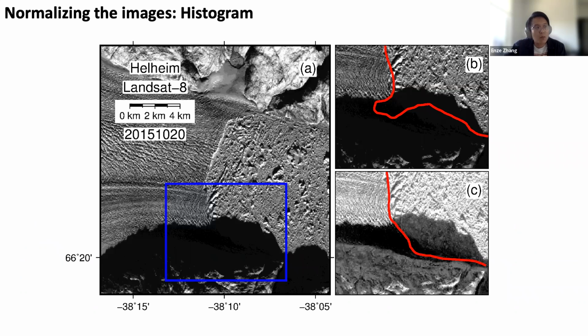And one more good thing about the histogram normalization is that it can increase the contrast and make the shadow area more clear. So look at this image, it suffers from the shadow. So over here, we can barely see where the terminus is. But after we conduct the histogram normalization, the contrast of the image increases, and we can see the boundary in the shadow area more clearly, and also the results are improved by the histogram normalization.